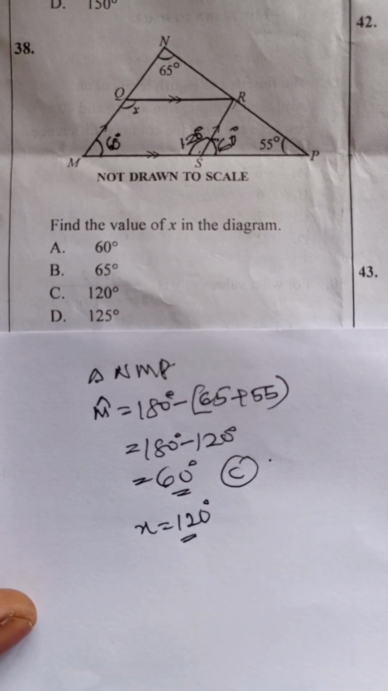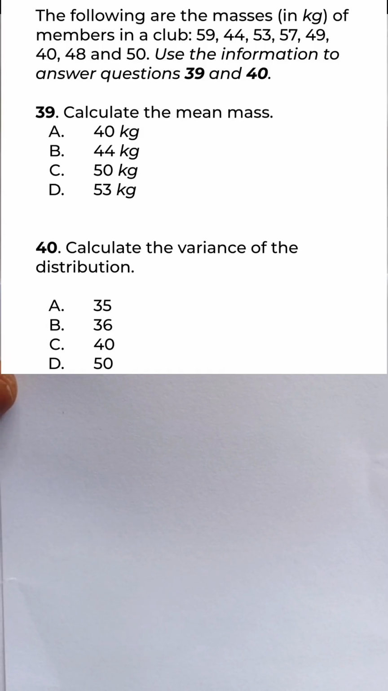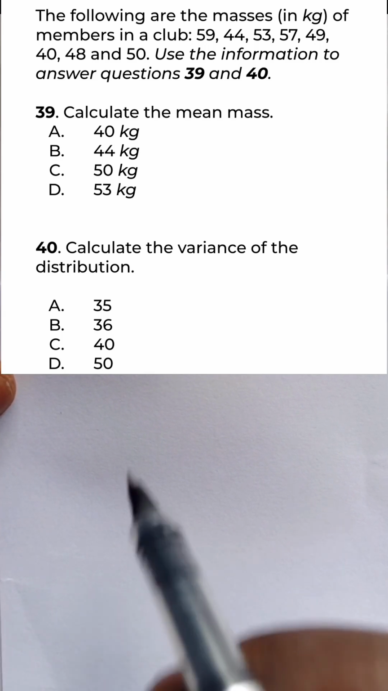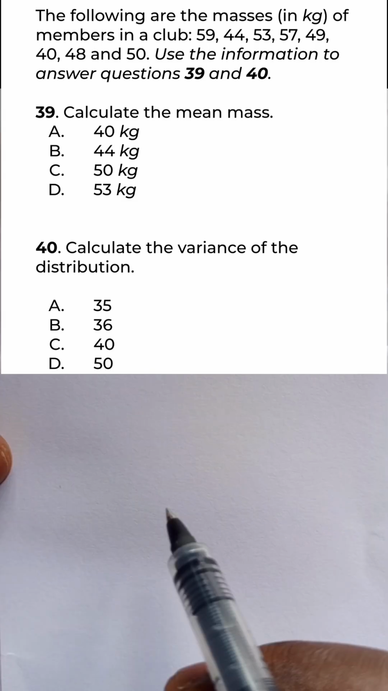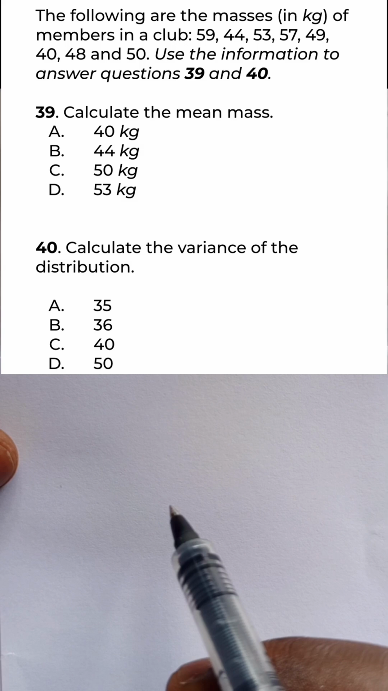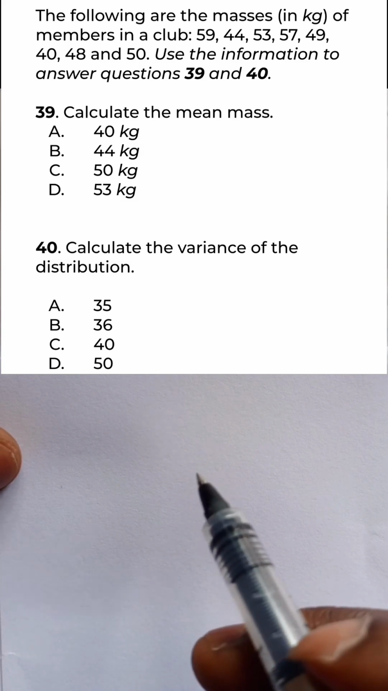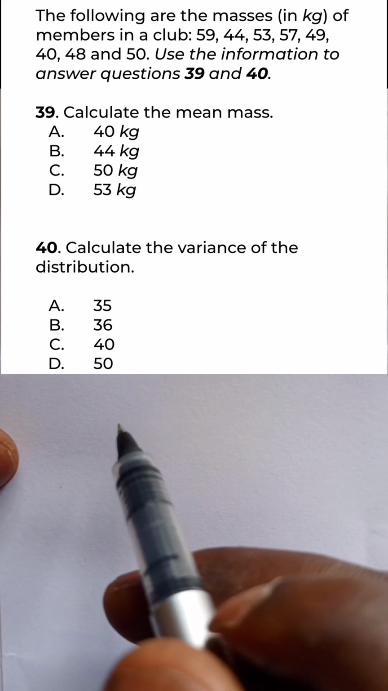Let's move to question number 39. Question number 39 is on statistics. You are given this data and you have to calculate the mean of the mass. This is very simple and straightforward. How do you calculate the mean? You calculate the mean by adding the masses given and then you divide it by the number of masses given.